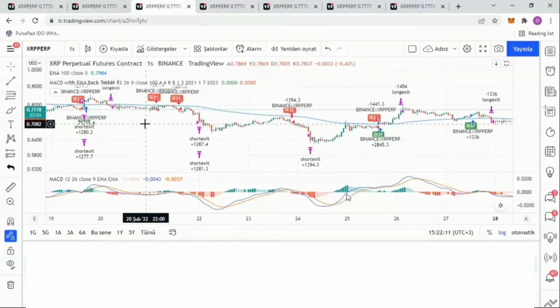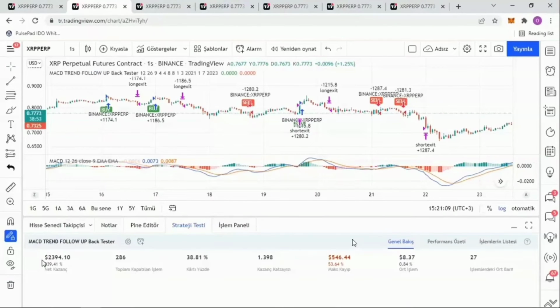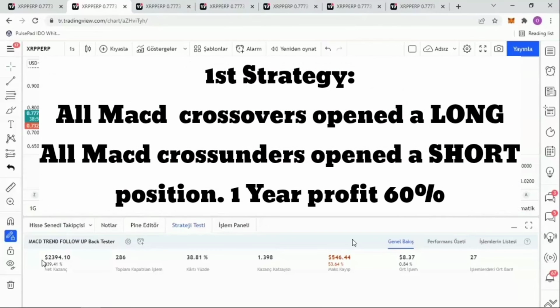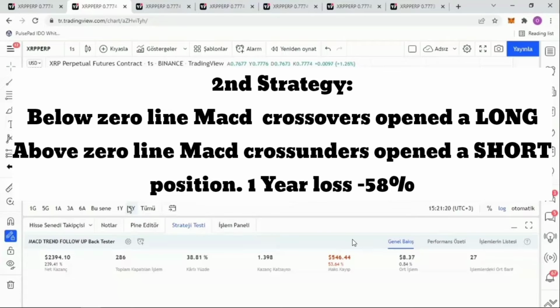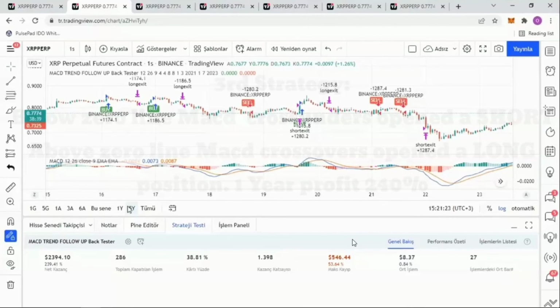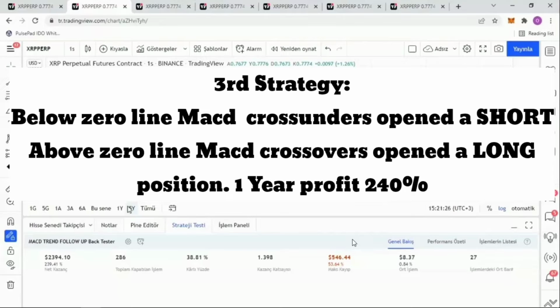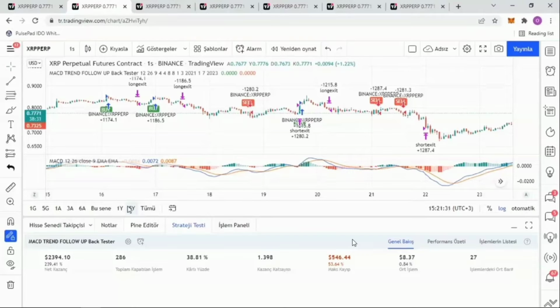MACD is mostly used with exponential moving average. We already mentioned that exponential moving averages are very strong trend direction indicators, and we will use this information and combine it with our previous MACD strategy. Let's recap what we tested so far. First, we tested a strategy which opens positions to all of the MACD crossover and cross unders. Secondly, we tried to catch the trend reversals with MACD. And lastly, we tried to catch the small waves in line with the main trend direction. Now we will add exponential moving average to all of these strategies and compare the results objectively.